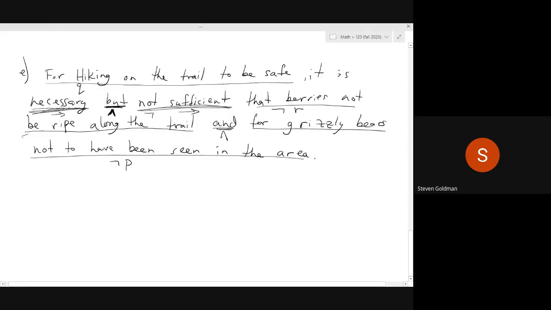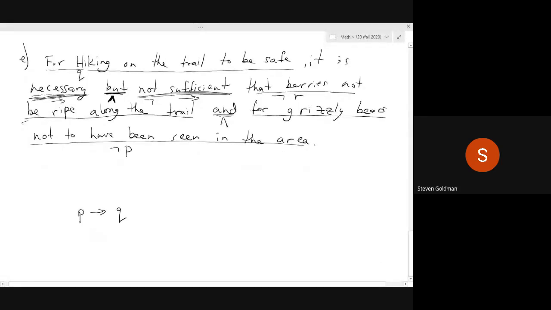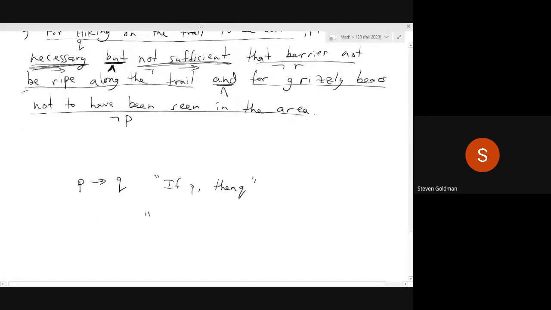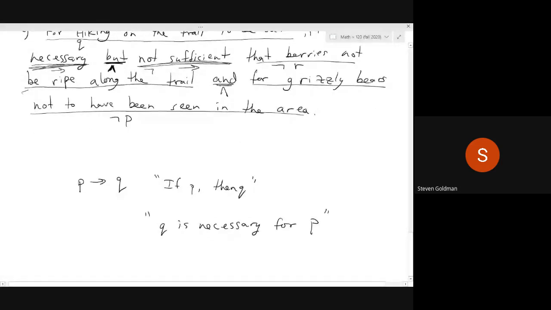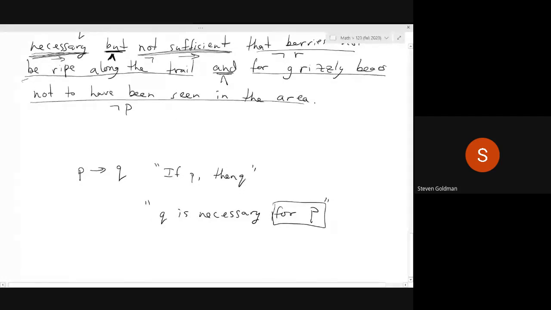The way I told it to you was as follows. If you have a conditional statement, if P then Q, I told you that this is the same thing as saying Q is necessary for P. For P, whatever comes after the word for here, that's your hypothesis.